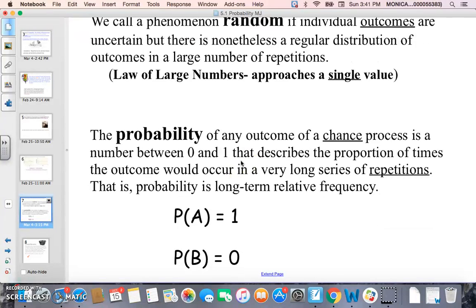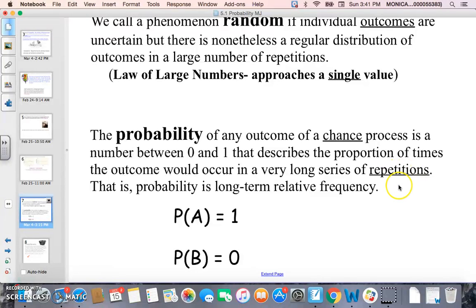And so the probability of any outcome of chance, so again, flipping a coin is one of the most common examples, is a number between 0 and 1 that describes the proportion of times the outcome would occur in a very long series of repetitions.